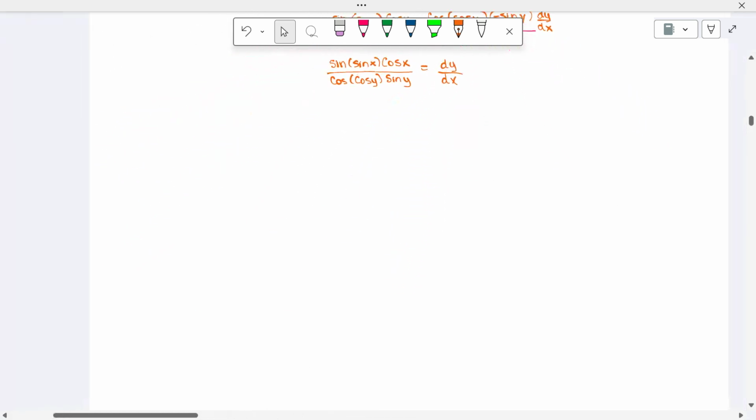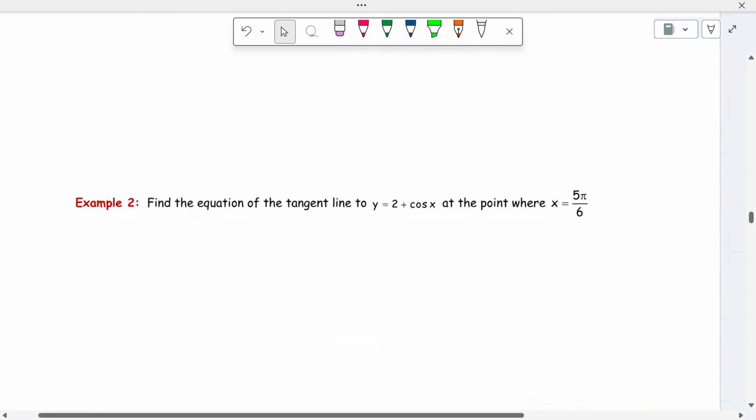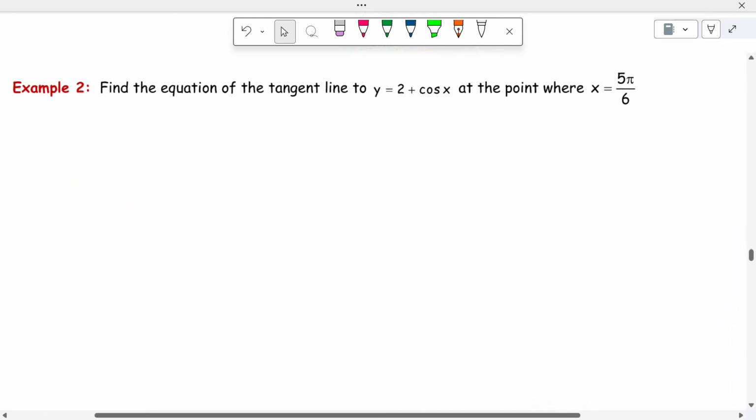All right, last question. It only makes sense that we finish with find the equation of the tangent. It's been a while, okay? So find the equation of the tangent line, 2y equals 2 plus cos x at the point where x equals 5 pi over 6. So do we need to find the derivative, right? Because the derivative will get us our slope of our equation we're trying to build, okay? So y prime equals, derivative of 2 is 0, derivative of cos is negative sine.